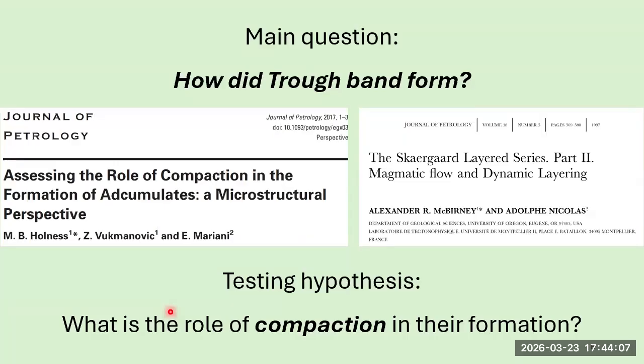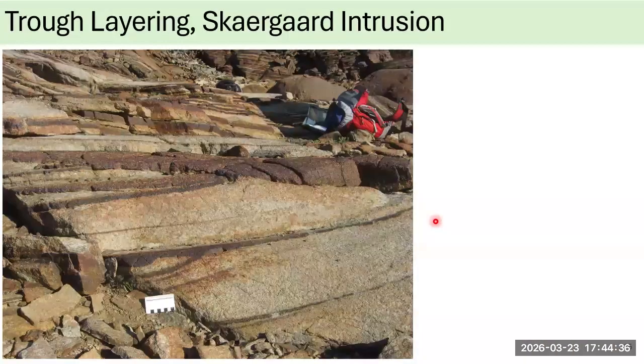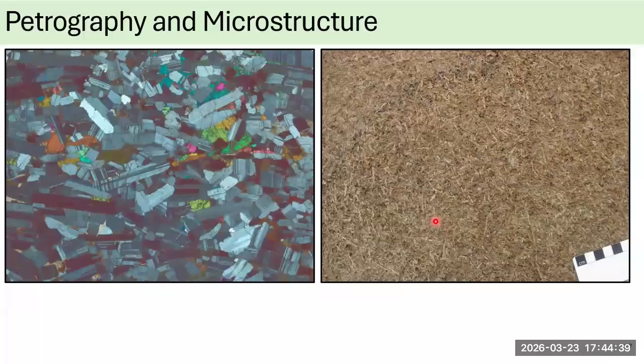However, we didn't find that many strong arguments for compaction. And then we thought, well, wait a minute, the trough layers, the trough bands or trough layering, were also explained by compaction. So let's look at them. In this paper in particular, because it's unique, it's not very common to see such layers in layered intrusions, those authors describe these as a result of compaction. So we wanted to test that.